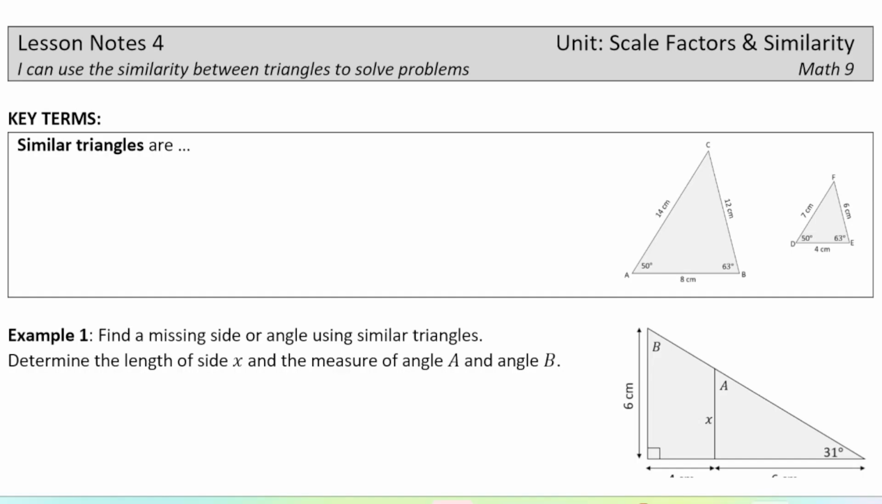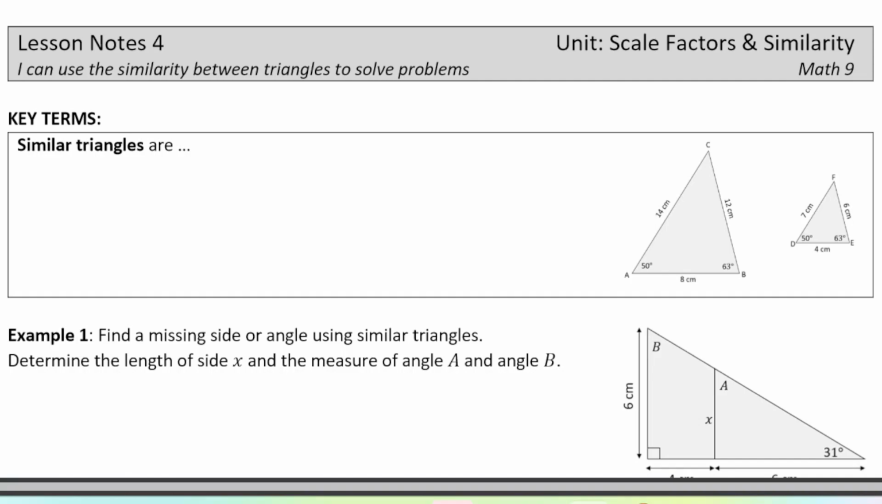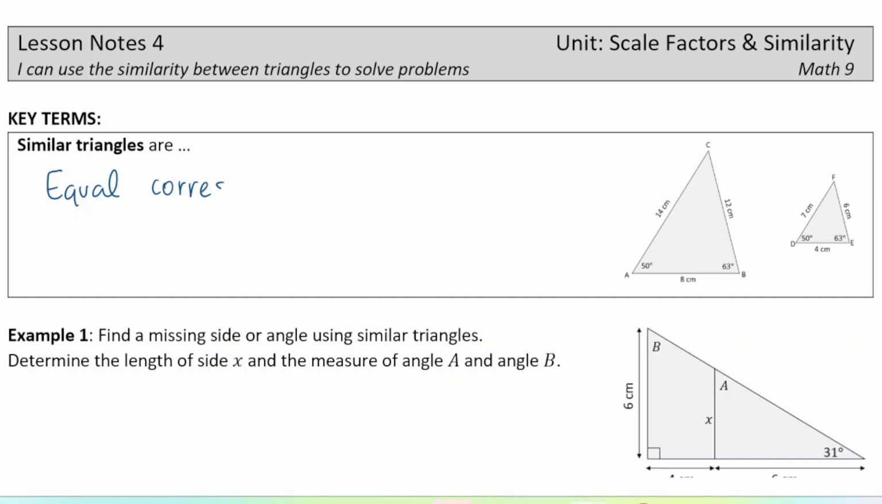So they are the exact same shape, they have the same angles, but their sides are all multiplied by a scale factor. So the formal definition, we'll write it down here: they have equal corresponding angles. So in the picture, for example, this 50 corresponds with this 50 and they're equal. They're the exact same angle. 63 is 63. And then this one would also be the same as well.